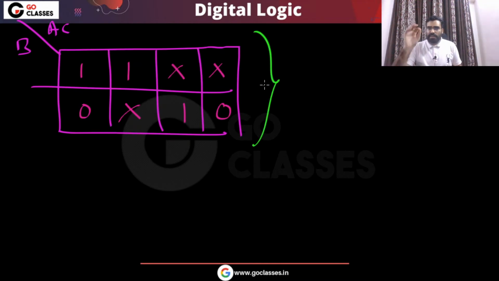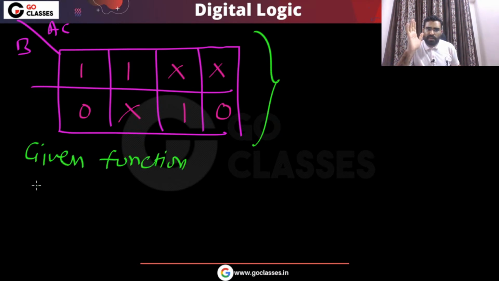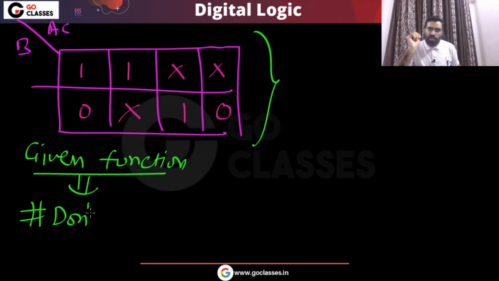Now what is this F4 saying? This is your K-map. Please understand, I am explaining again, focus here. This is the given K-map. Remember this is your given function. Total how many don't cares are there? Tell me the number of don't cares. Total 3 don't cares are there.